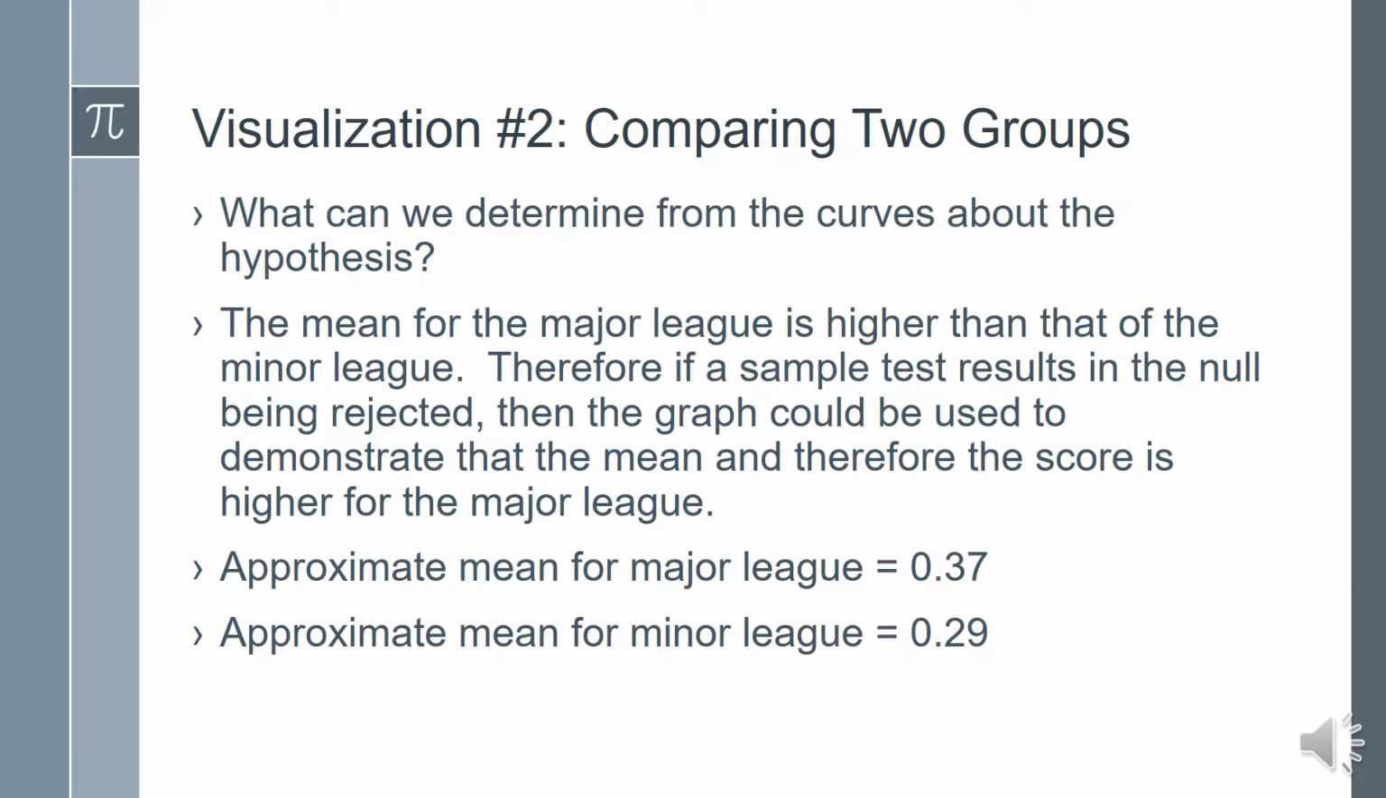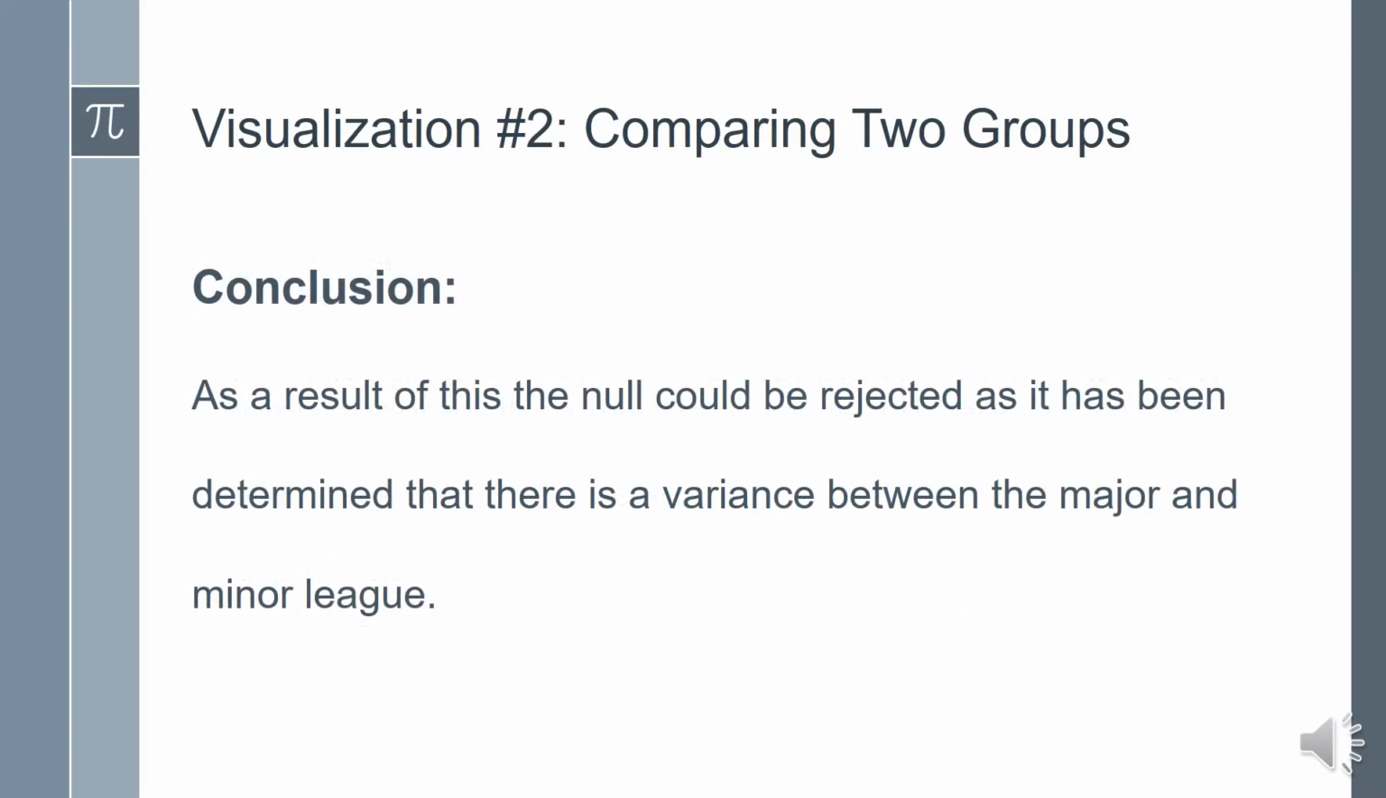What can we determine from the curves about the hypothesis? The mean for the Major League is higher than that of the minor league. Therefore, if a sample test results in the null being rejected, then the graph could be used to demonstrate that the mean and therefore the score is higher for the Major League. In this scenario, the approximate mean for the Major League is equal to 0.37 and the approximate mean for the minor league was 0.29. Our conclusion for this visualization is that as a result of this, the null could be rejected, as it has been determined that there is a variance between the major and minor league.